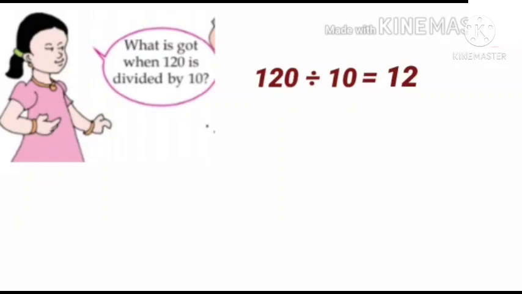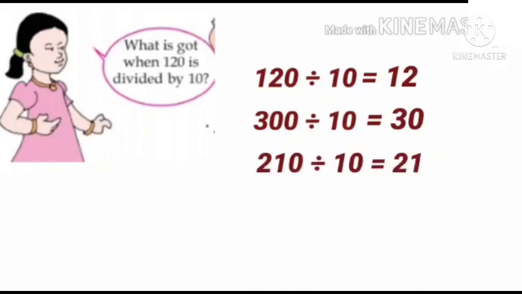See another example. 300 divided by 10. Here also cancel the 0 in the place of ones of both numbers. That is 30 divided by 1 equals 30. So 300 divided by 10 equals, yes, 30. In the same logic we can say 210 divided by 10 equals, yes, 21. 830 divided by 10 equals, yes, 83.